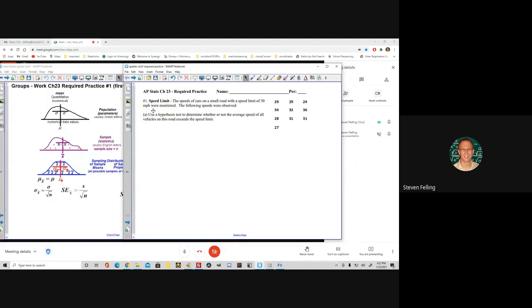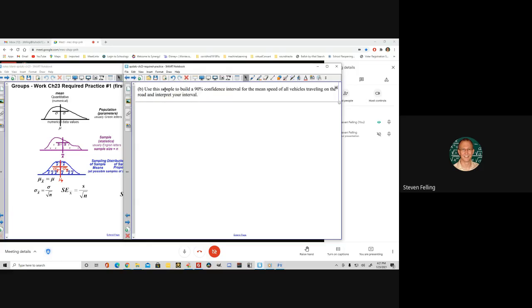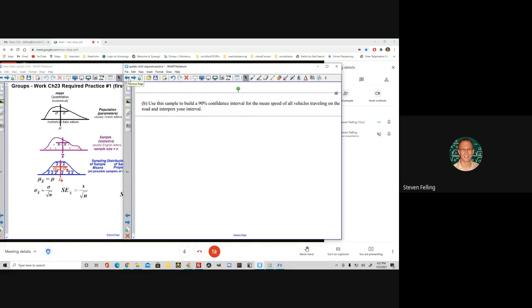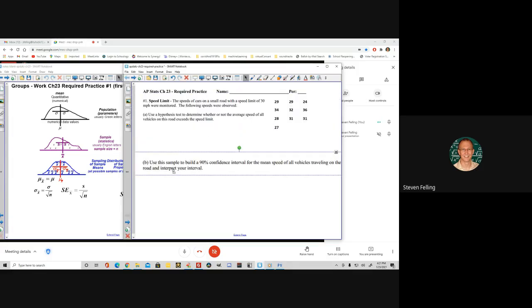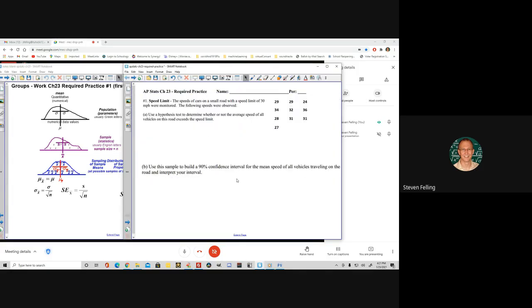So the first question is a speed limit problem. It says the speeds of cars on a small road with a speed limit of 30 miles per hour were monitored. The following speeds were observed, and there's a small data set here. Use a hypothesis test to determine whether or not the average speed of all vehicles on this road exceeds the speed limit. And then separately, we also want to use this sample to build a 90% confidence interval for the average speed of all vehicles traveling on the road and then interpret that interval.